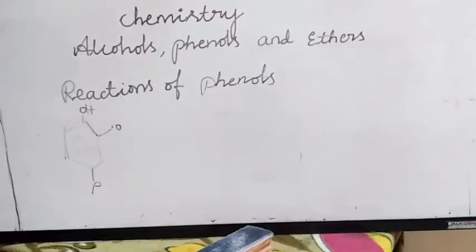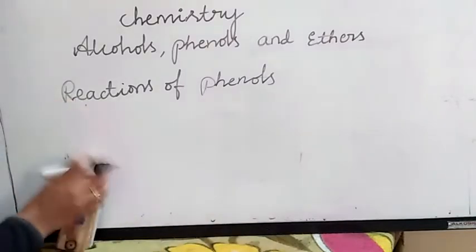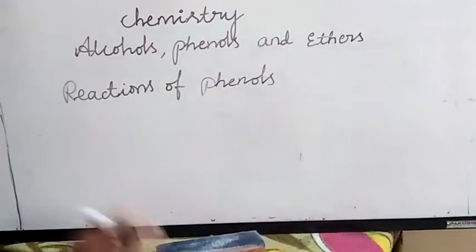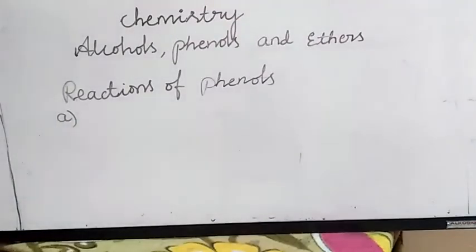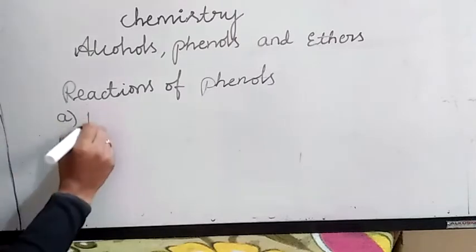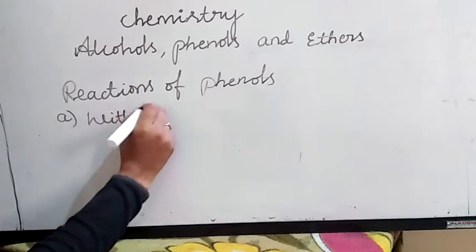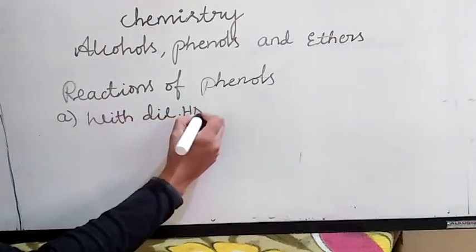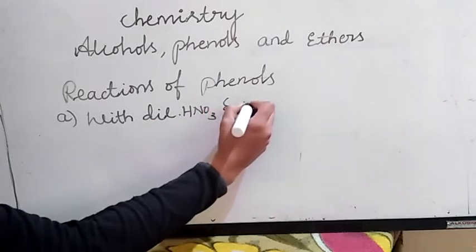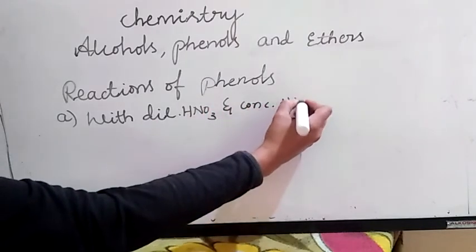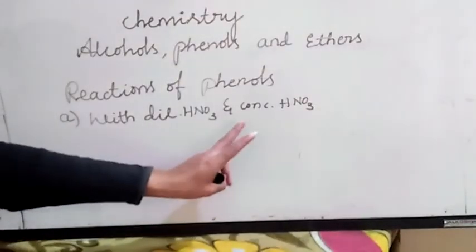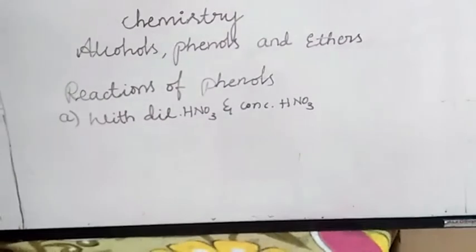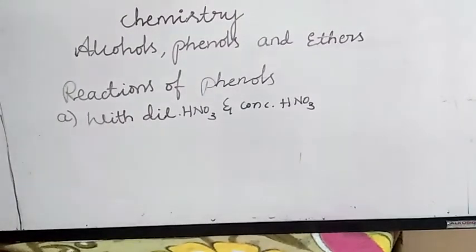Electrophilic substitution. Number one is nitration, with dilute HNO3 and concentrated HNO3. What will happen when phenol is treated with dilute nitric acid and when phenol is treated with concentrated nitric acid? Let's see.